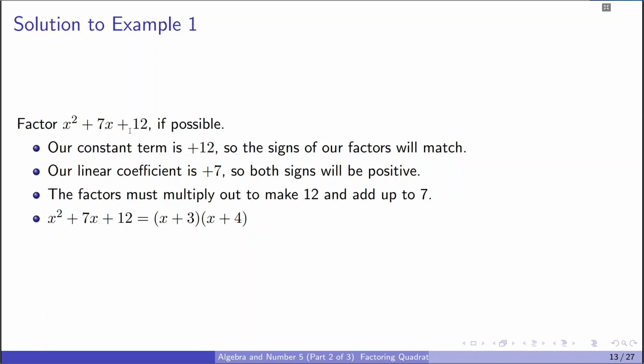So we'll have x squared plus 7x plus 12 equals x plus 3 times x plus 4. Right. Again, our signs match because the 12 is positive. Our 7x is positive, so that's how we know both signs are positive. And 3 and 4 are the numbers that multiply out to 12 and add up to 7.